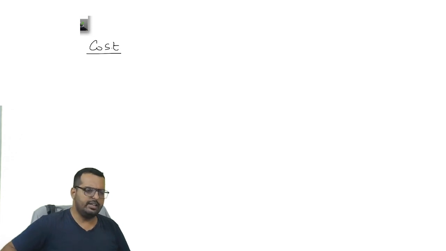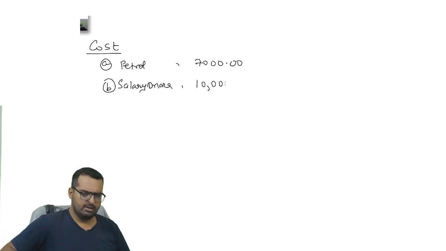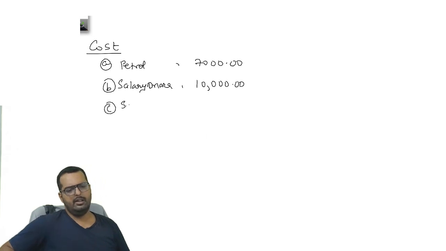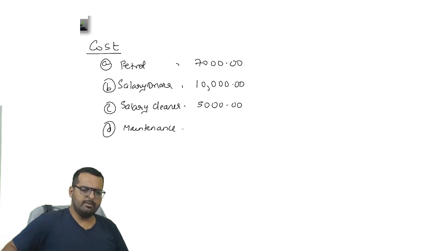Correct. Now, apart from petrol, what are the other costs that Nixon will be bearing to pick and drop Devika? Petrol, we got 7,000. What else will come? If he's hiring a separate driver, then the salary of the driver will also come. 10,000 will come. He will have a cleaner who will clean the car. Then the salary of the cleaner will also come, that will be 5,000. What else will come over there? He will have to maintain the car, so maintenance will come. Let us assume the maintenance is going to be another 5,000.